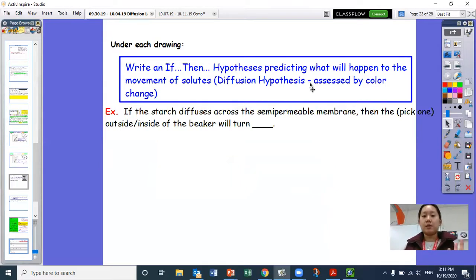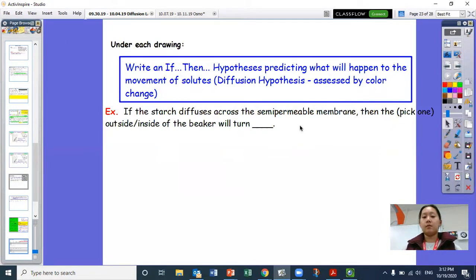So the diffusion hypothesis is assessed by color change. This is the one where we're trying to see when the starch and the iodine touch. Where are they touching? Is it inside of the cell or outside of the cell? And what color is it turning? So the example setup for this hypothesis would be: if the starch diffuses across the semi-permeable membrane, then the blank of the beaker will turn blank.